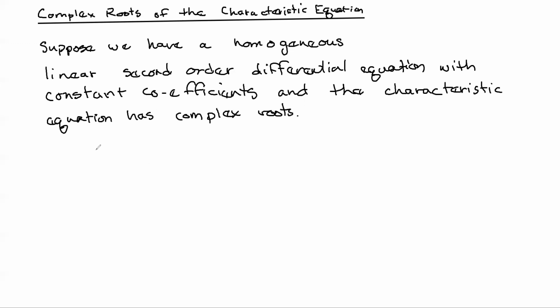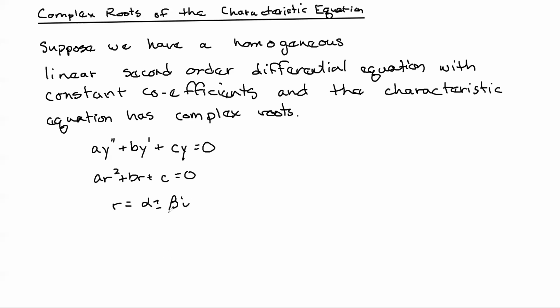So what are we talking about here? We're talking about a second order differential equation. It's linear and it has constant coefficients. That's our setup. And we go through and we form the characteristic equation, which is how we solve these. And when we solve the characteristic equation, we get complex numbers.